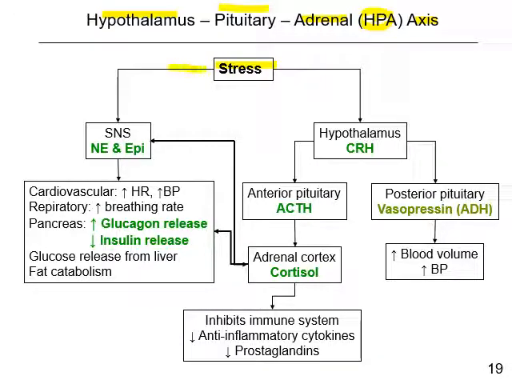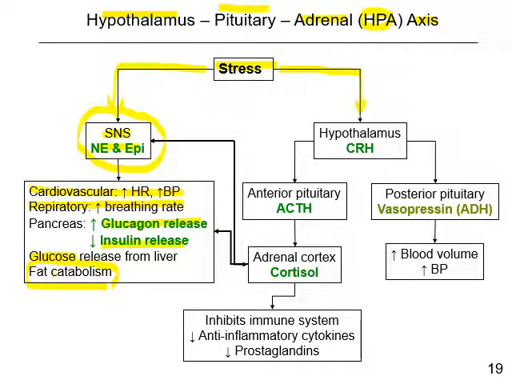So your brain detects a stress. The sympathetic nervous system releases norepinephrine and epinephrine. And that does many things, including control of the heart, which we talk about in AMP2. It controls breathing, which we also talk about in AMP2. And in the pancreas, norepinephrine and epinephrine control the release of hormones that we will talk about in this course, glucagon and insulin, that are important for control of glucose in the blood. It also has an effect on fat metabolism, which we will not talk about.